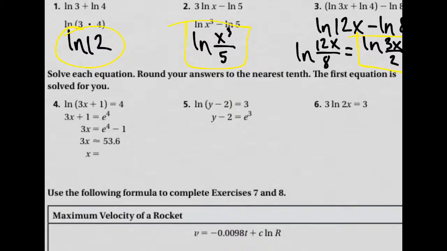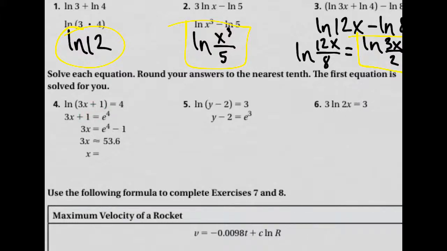Now, using natural logarithms and e, we can solve equations using the same properties that we've learned before for logarithms. So let's look at number 4. ln of 3x plus 1 equals 4. It's already started for us. What they did is they turned it into exponential form. The base is e, so they wrote e to the 4th, because the base that's supposed to be here is e to the 4th power. e to the 4th equals 3x plus 1. They subtracted 1, so they get 3x equals e to the 4th minus 1.